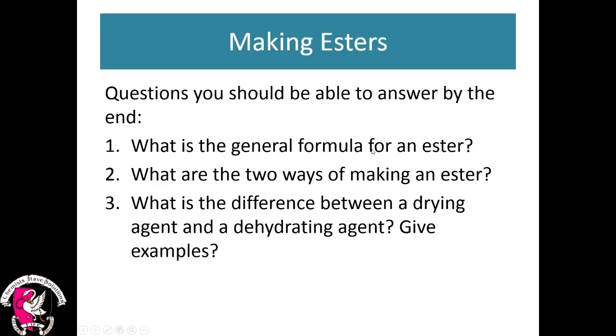So, it's not going to be as long as the other ones. It's a bit more brief. There's just three questions really. What's the general formula for an ester? What are the ways of making an ester? And what are the differences between a drying agent and a dehydrating agent? That one's not necessarily to do with esters itself, but it is something that we do need to cover, so I thought we'd cover it in this one since there's not that much else that needs doing here.